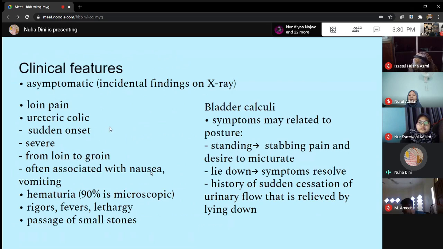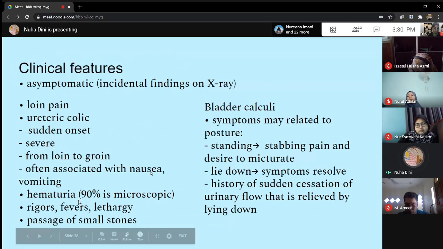Ureteric colic usually occurs when the stone is impacted in the ureter. However, it can also occur when the stone is located in the pelvic-ureteric junction. Patients with ureteric colic pain almost always have hematuria. However, most of the cases are microscopic hematuria.